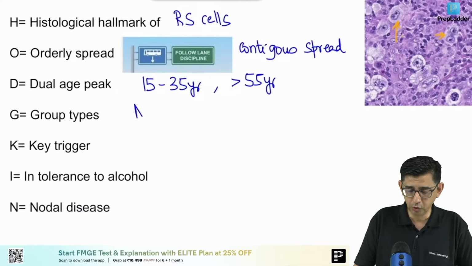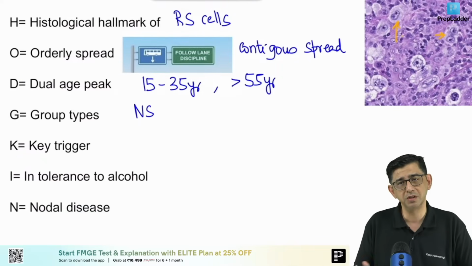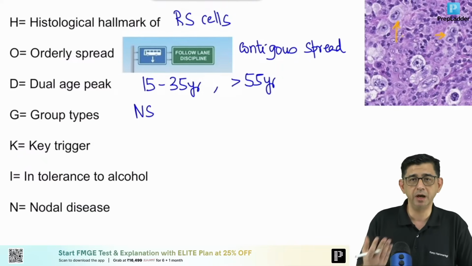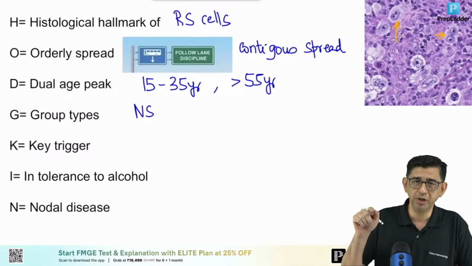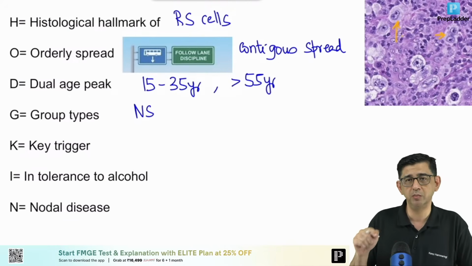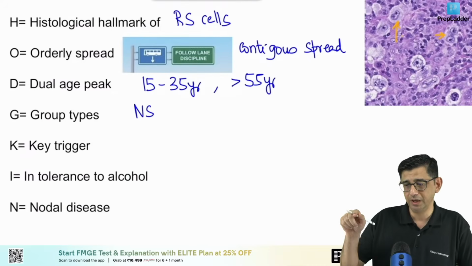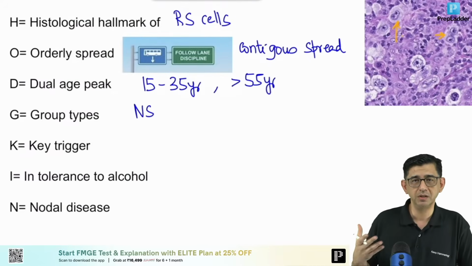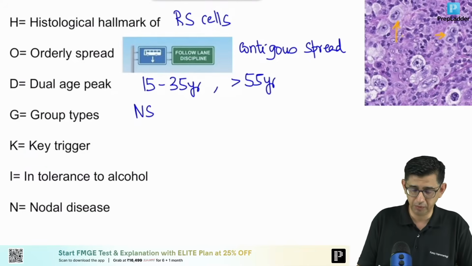Then there are various subtypes present, like nodular sclerosis, which is the common one. The Indian variety happens to be mixed cellularity. And I would like you to comment in the chat box, what is the most common variety of non-Hodgkin's lymphoma? We're discussing Hodgkin's also, so in the chat box, please comment what is the most common variety of non-Hodgkin's lymphoma. The key trigger in this case is going to be Epstein-Barr virus.